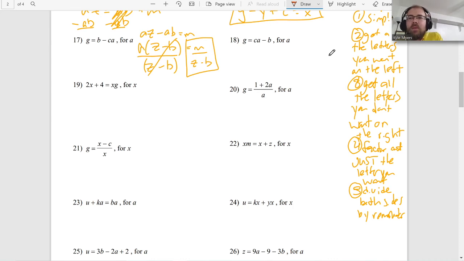Moving on, we want to solve for A. So you might be thinking, oh, well, wouldn't I add B to both sides because it's B minus CA? And you might be right, except B is positive.